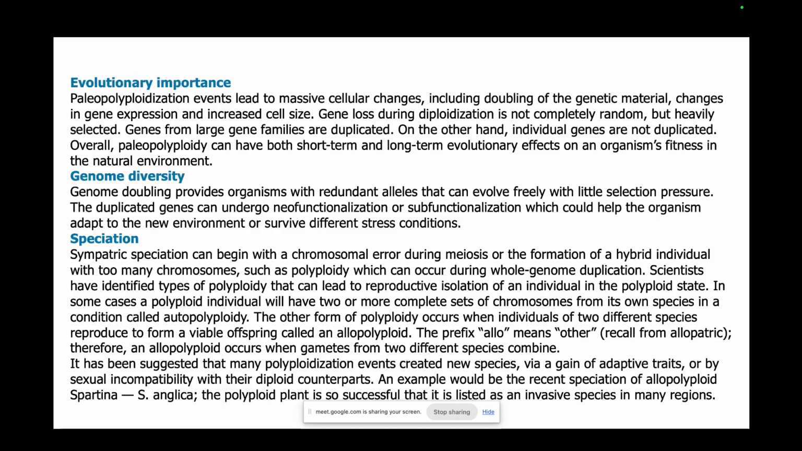their diploid counterparts. An example would be the recent speciation of allopolyploid Spartina, or S. anglica, which is a polyploid plant which is so successful that it is listed as an invasive species in many regions. So from an evolutionary perspective, it is in a very advantageous position.